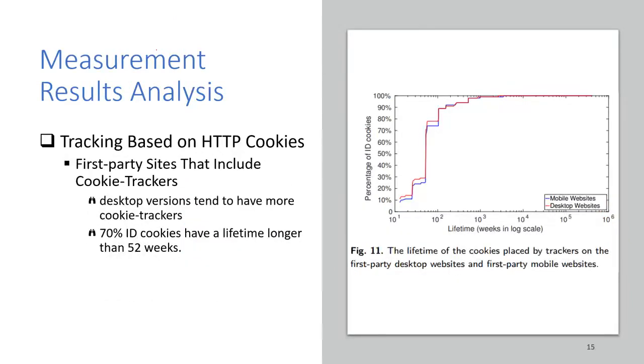From the perspective of first-party websites, we found that websites in the desktop environment are more likely to have more cookie trackers, according to our statistical test. This observation is identical to what we observed for the JS trackers.